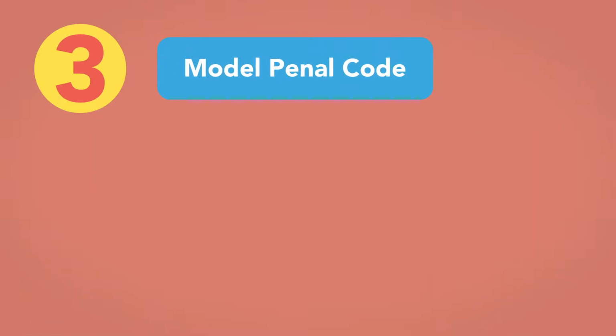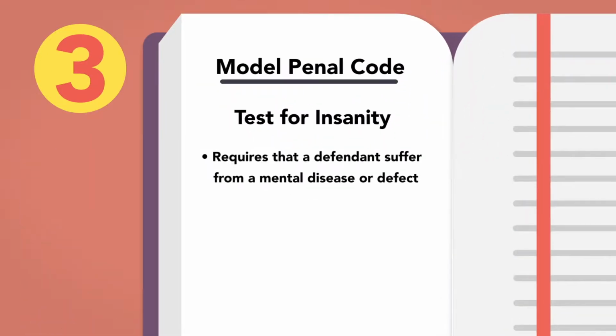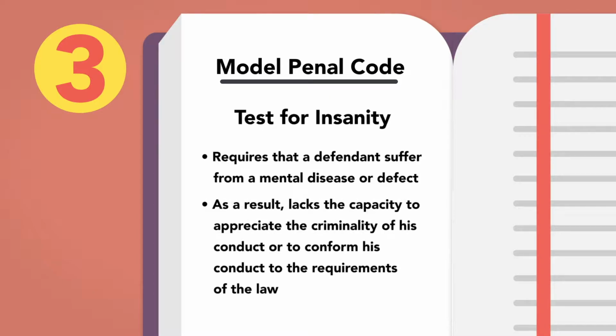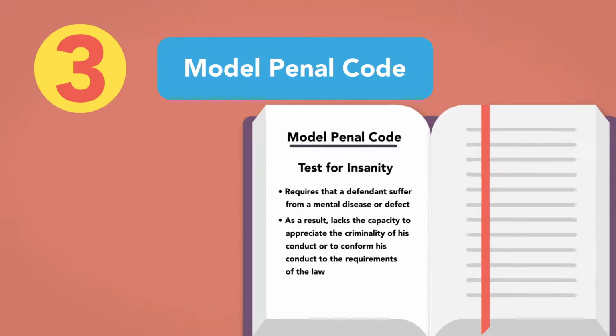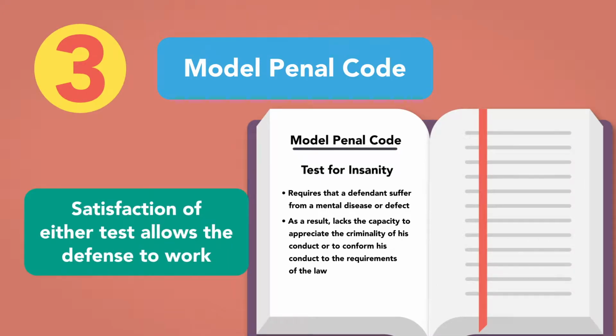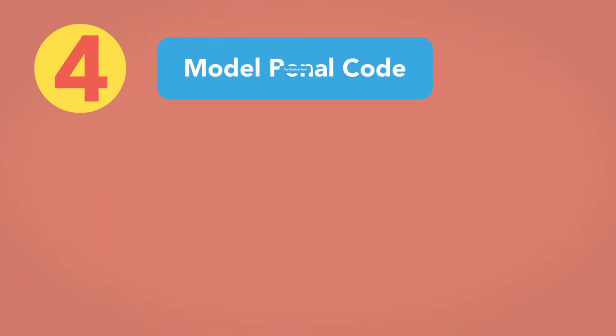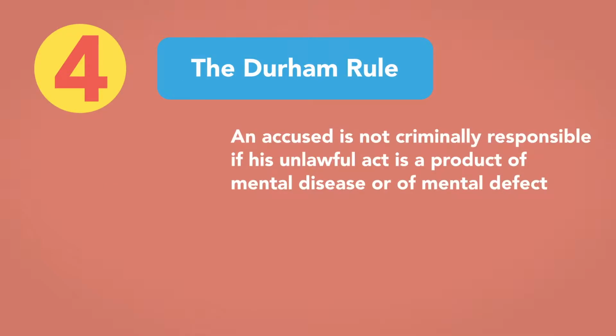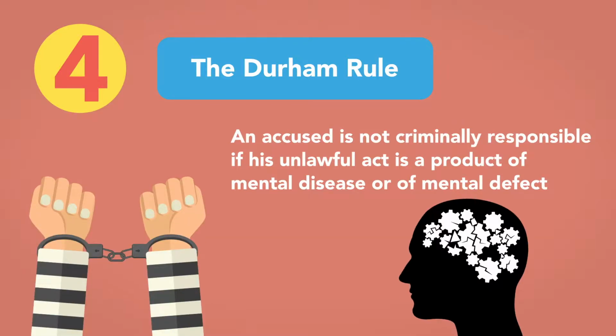The Model Penal Code's test for insanity requires that a defendant suffer from a mental disease or defect and as a result lacks the capacity to appreciate the criminality of his conduct or to conform his conduct to the requirements of the law. The Model Penal Code's test is mainly a combination of the first 2 tests, in that satisfaction of either test allows the defense to work. And 4, the Durham Rule, states that an accused is not criminally responsible if his unlawful act is a product of mental disease or of mental defect.